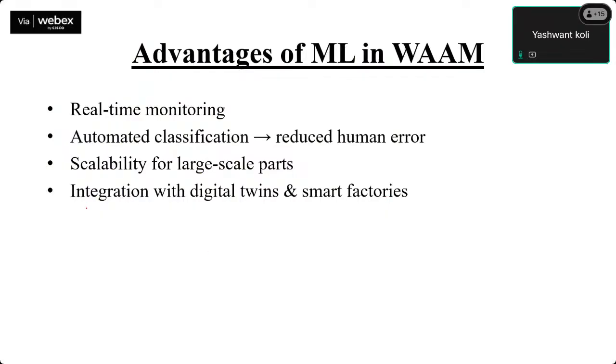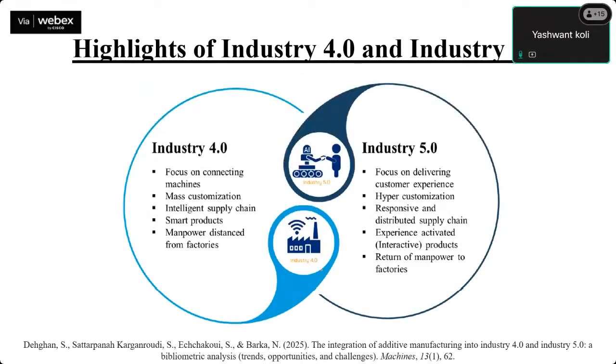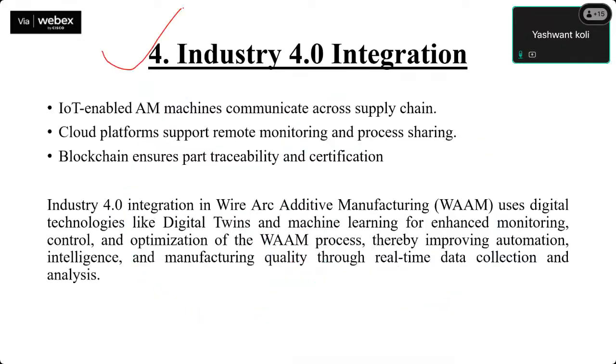So integration with digital twins and smart factories are also among the advantages of ML and VAM. Now we reach the fourth aspect of smart manufacturing, which is Industry 4.0 integration. Everybody knows about Industry 4.0 nowadays. People are talking about Industry 5.0 also, so the collaboration between 5.0 and 4.0. What it actually means, we can understand with these slides.